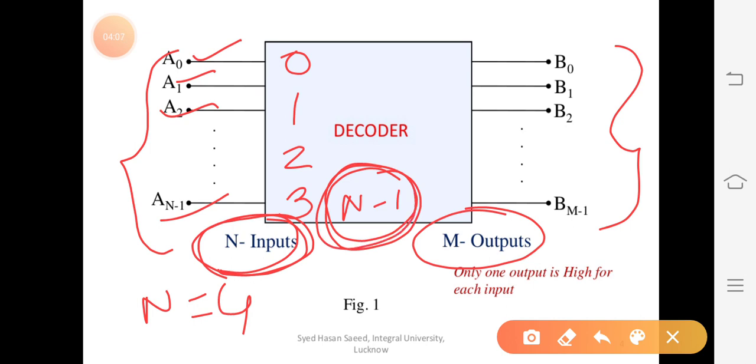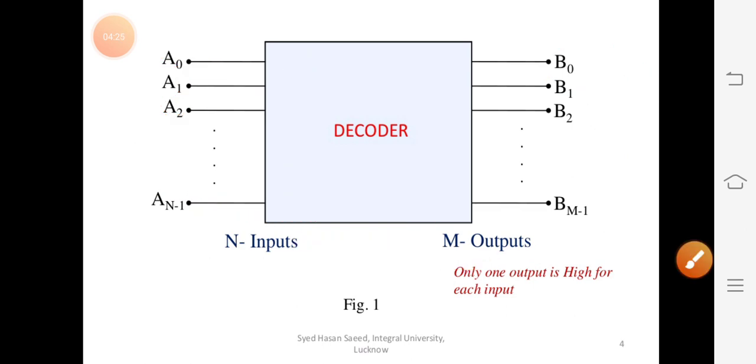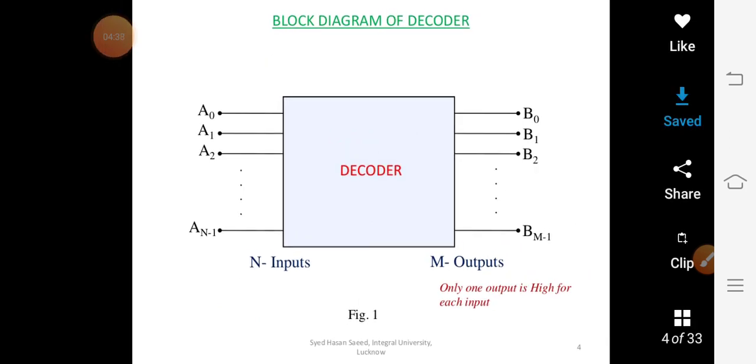Same here, inputs are represented by variable a, so a0, a1, a2 up to a n minus 1. And here we are going to generate the values as b0, b1, b2 up to b m minus 1. So this is a simple block diagram that you can represent, but you need not make this diagram in the exam. If this question is asked in 2 marks, then it is sufficient to make it. But the decoder question will not come in 2 marks. It will come at least in 5 marks for decoder.